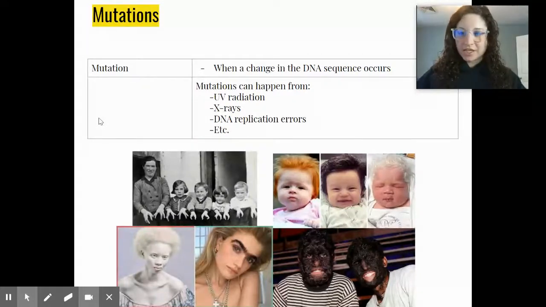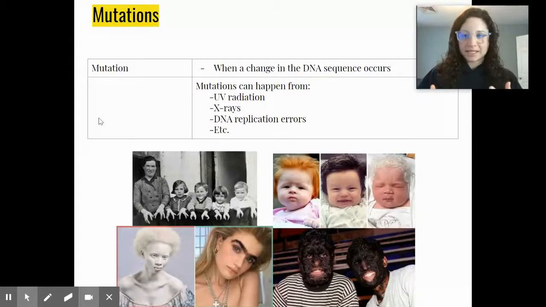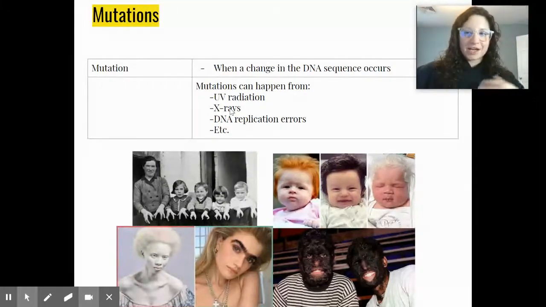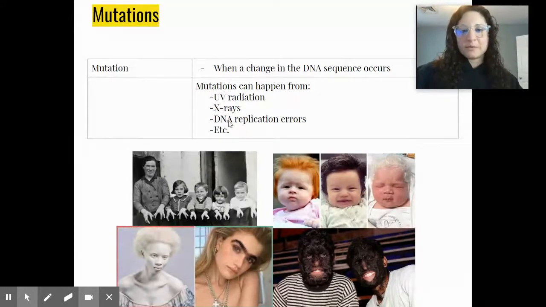Now these changes in the DNA sequence can come from different places. Things that cause mutations in your DNA are going to be UV radiation, like sunlight when you get a sunburn, and X-rays, if you've ever had to go in to get an X-ray taken of your bones or skeleton. And they can also come from DNA replication errors.